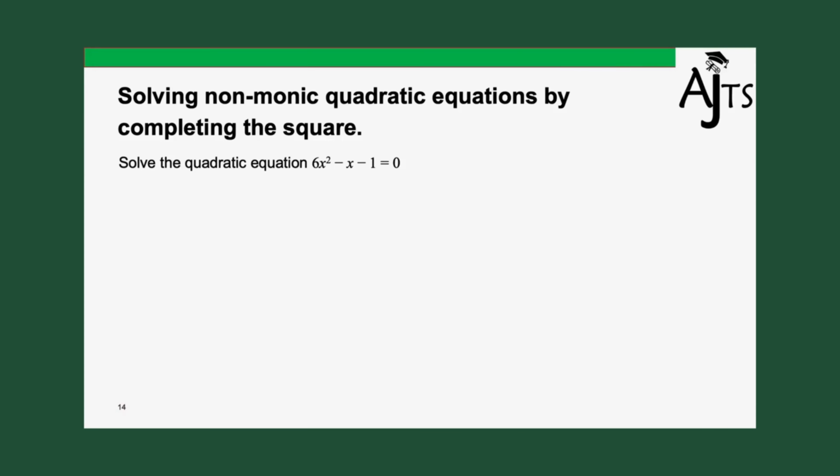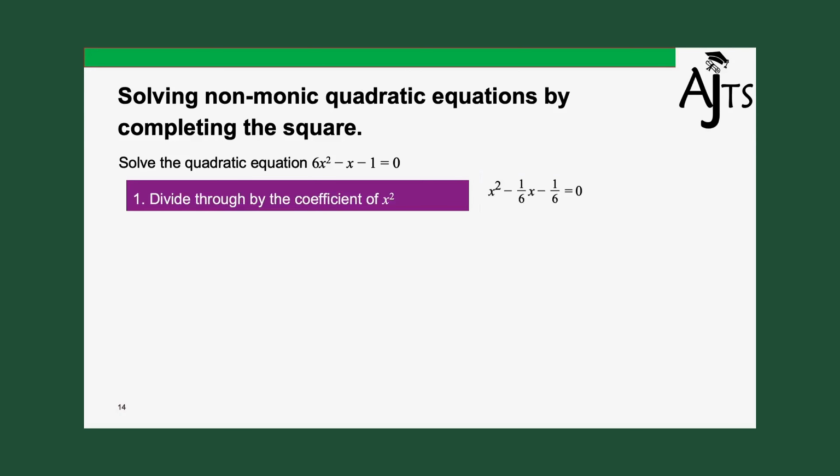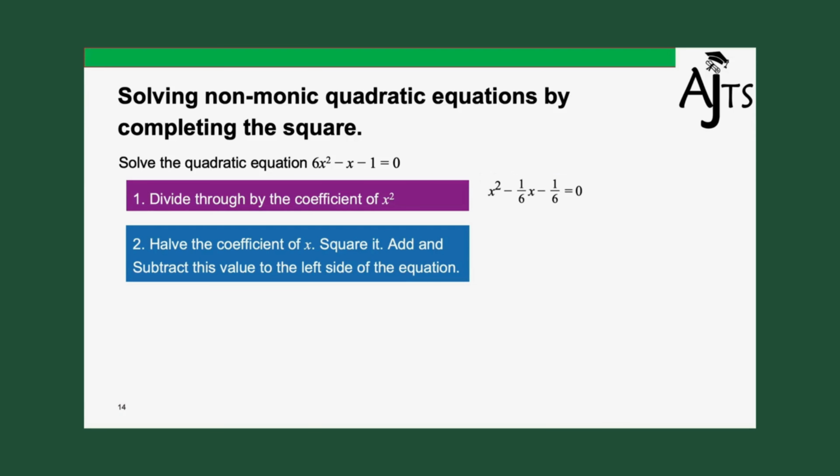Let's go through step by step in solving the following non-monic quadratic equation 6x squared minus x minus 1 equals 0 by completing the square. Step 1. Divide the equation through by the coefficient of x squared to give x squared minus 1 over 6 times x minus 1 over 6 equals 0. Step 2. Halve the coefficient of x. Square it.